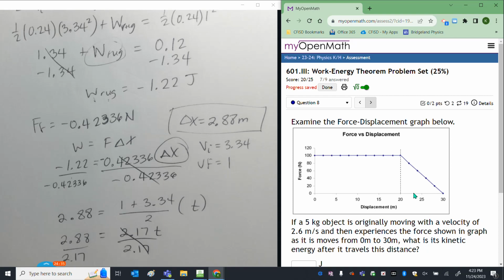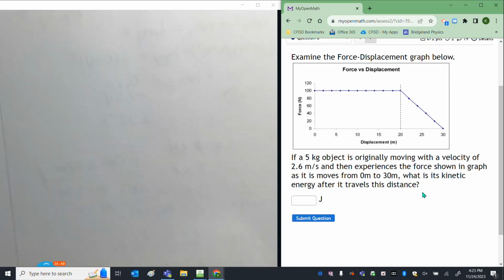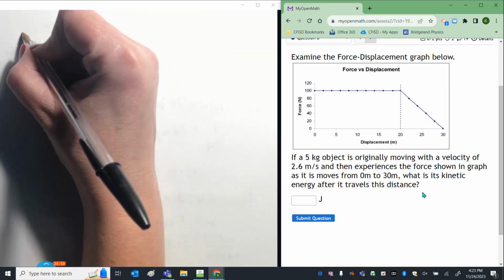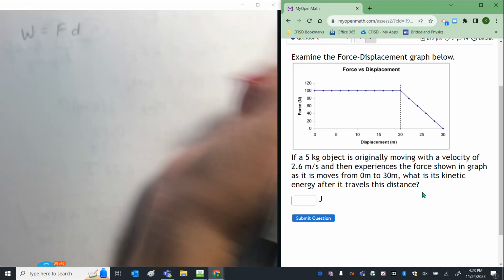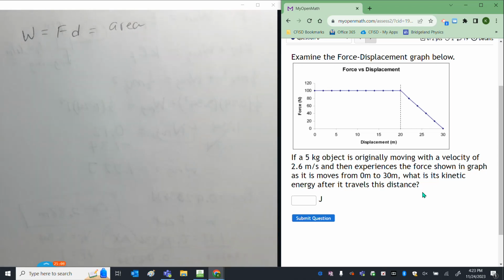All right, question number 8 says, examine the force displacement graph below. If a 5 kilogram object originally moving with a velocity of 2.6 meters per second experiences the force shown in the graph as it moves from 0 to 30 meters, what is its kinetic energy after it travels that distance? So again, with the force displacement graph, we can find work, because work is force times displacement, which means work is equal to the area of this graph. We're only looking at from 0 to 30, which actually is the whole graph, and so we need to find the area of the whole thing.